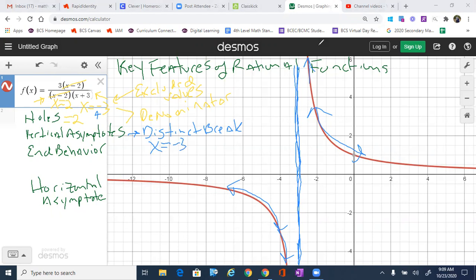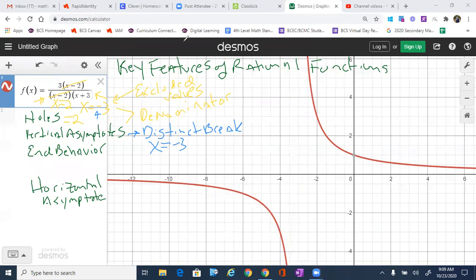Now, with that being said, one way you can determine if it is a vertical asymptote is that it does not go away in the denominator. It does not cancel out in the denominator. So that x plus 3 is going to remain there. Okay. Now the end behavior, we've talked about that before.